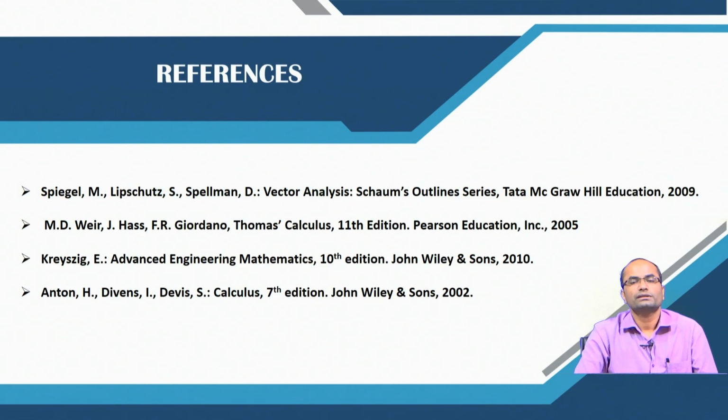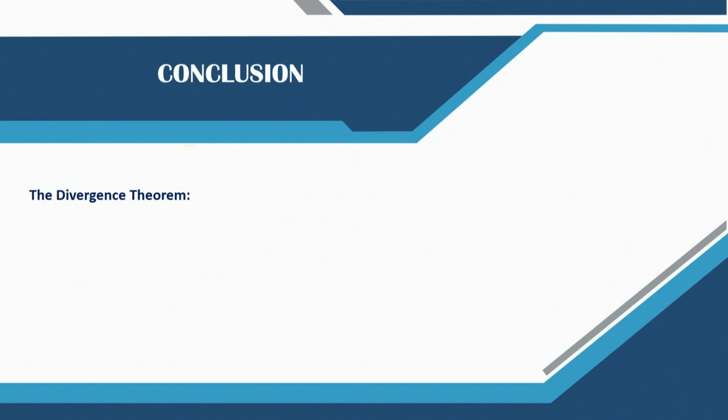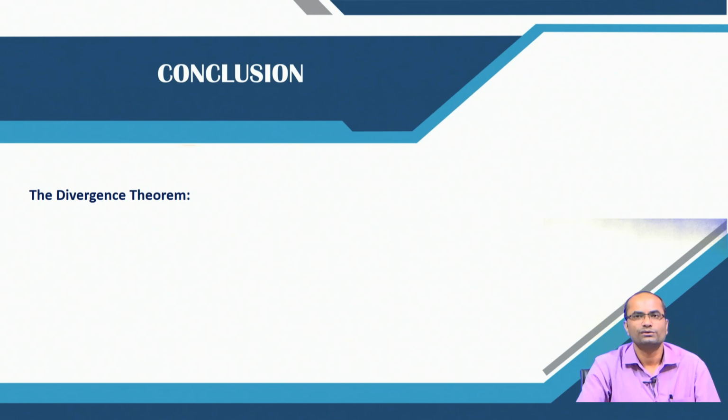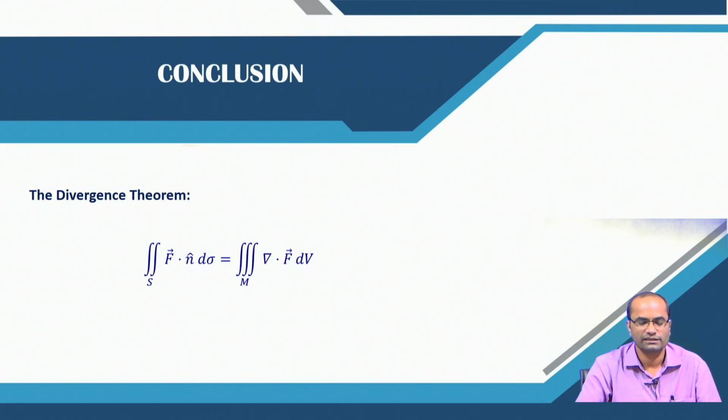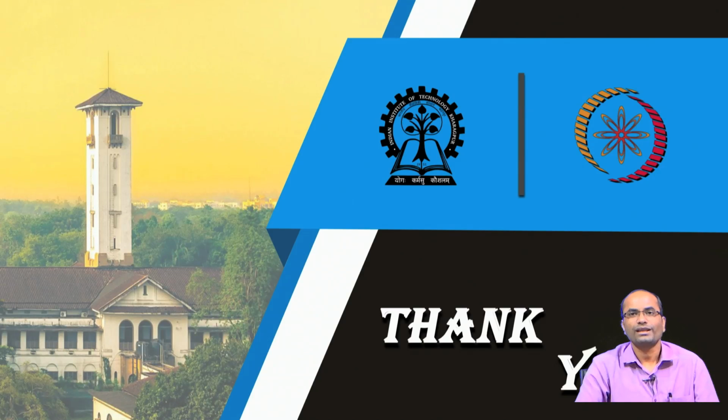Well, these are the references we have used for preparing this lecture, and just to conclude, we have discussed the divergence theorem, which is very useful, and we have seen it with the help of many examples. It says that the surface integral, or the flux across the surface in the direction of the normal, can be computed with the help of the divergence of f integrated over the volume covered by this closed surface S. So, that is all for this lecture, and thank you very much for your attention.